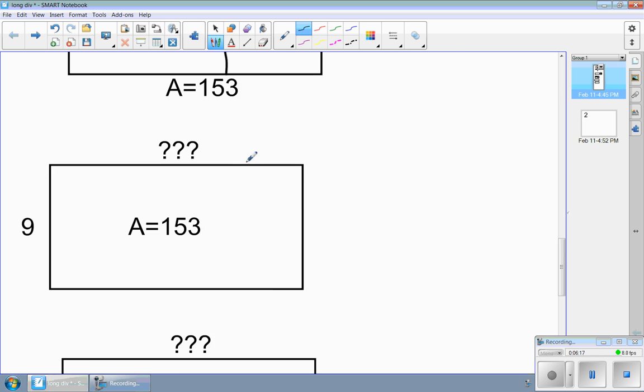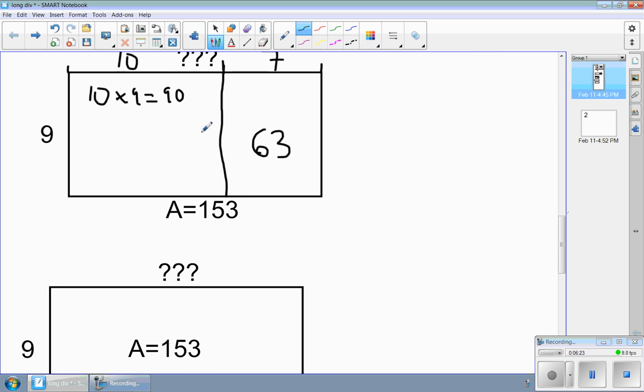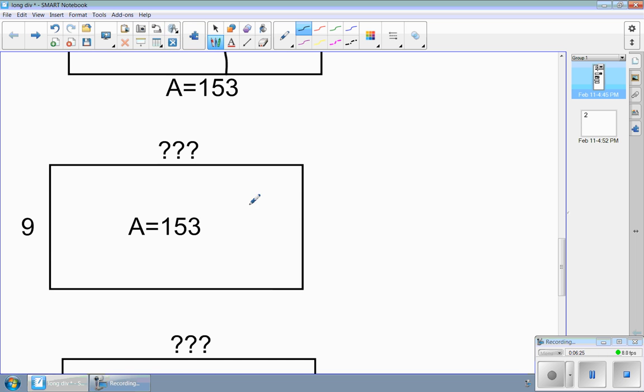Here we have another example of how we can break up 153. We don't have to use necessarily the same numbers here, but we can use, for example, 9 times 9. 9 times 9 is 81. So if I cut this exactly in half, like that, more or less, I could say 9 times 9 equals 81. So this distance here is 9.